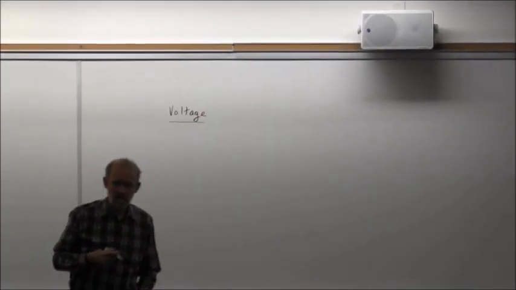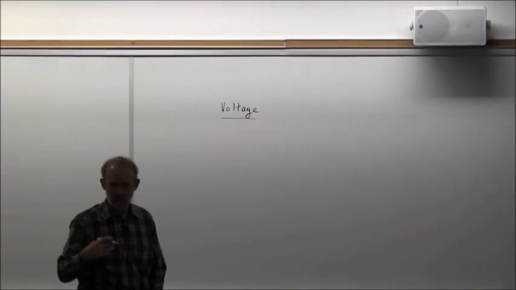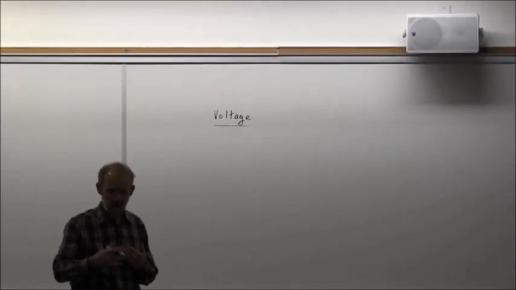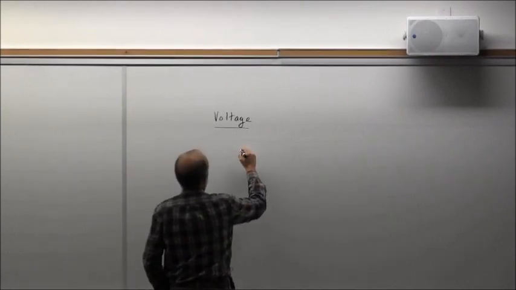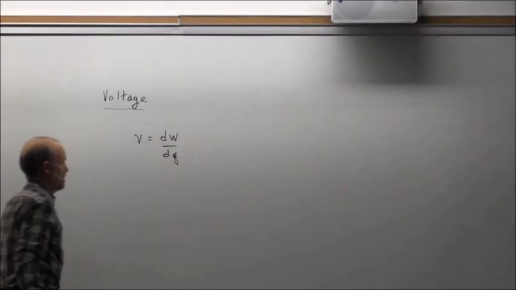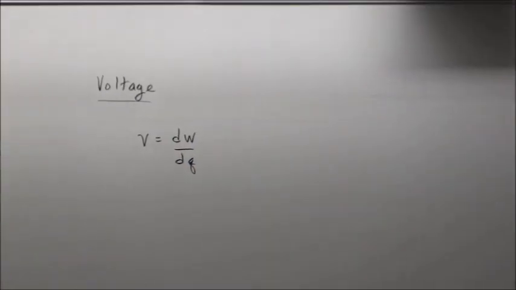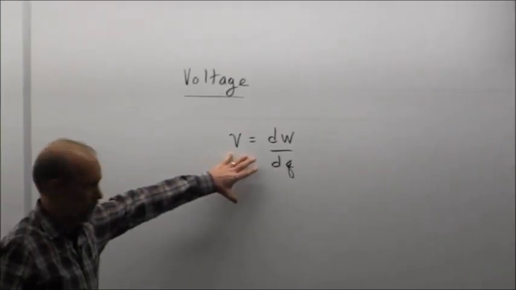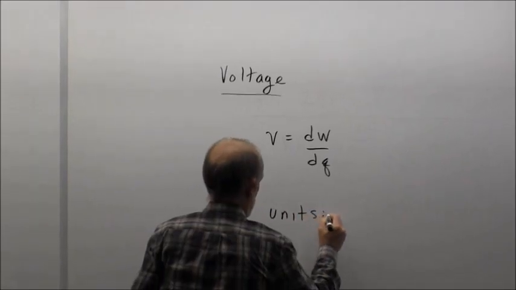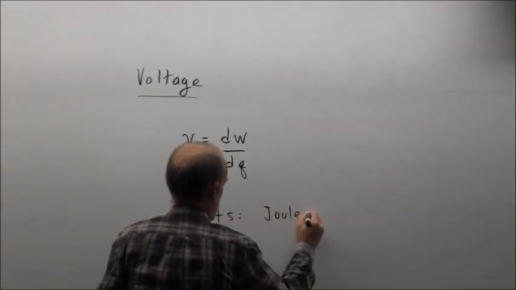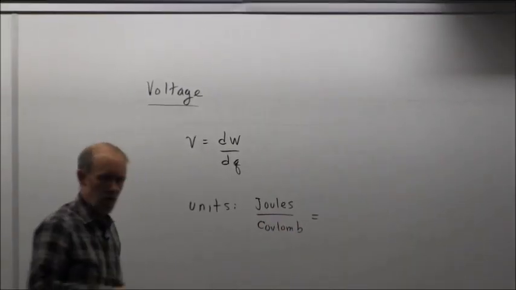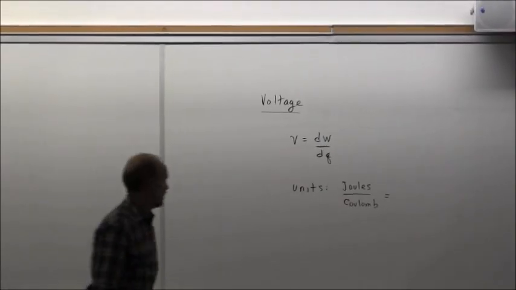Next fundamental quantity, voltage. I just want to emphasize here separation of charge. So it's the amount of work done per unit charge in separating. So we can designate that as dW/dQ. Here again, a good opportunity to review units. So joules per coulomb, or more commonly called a volt.